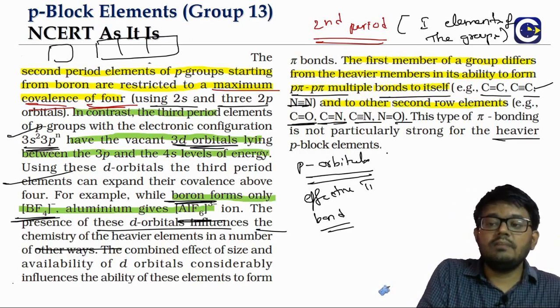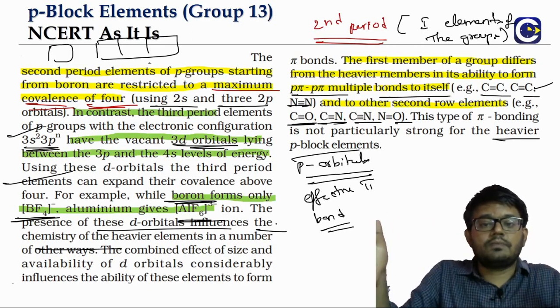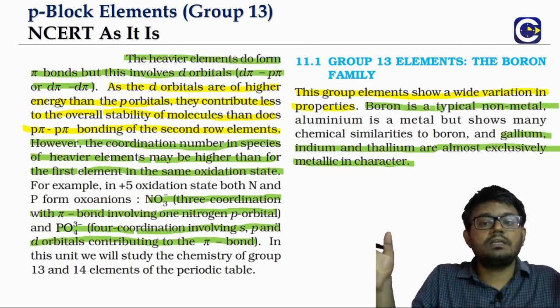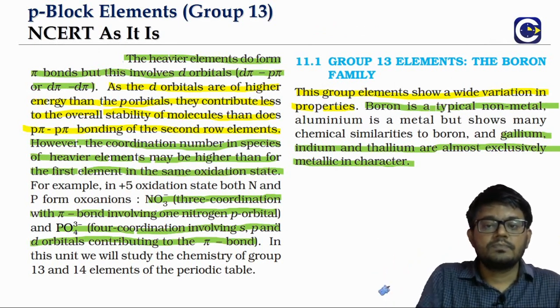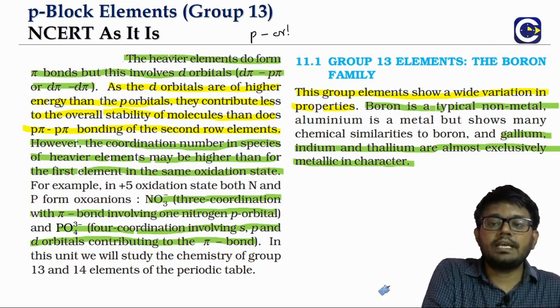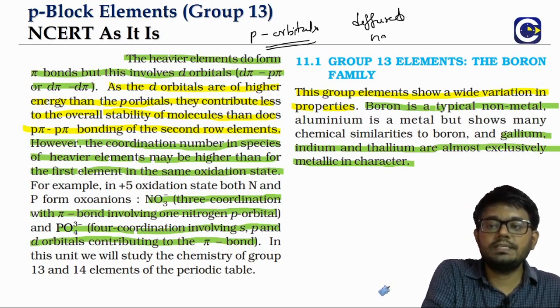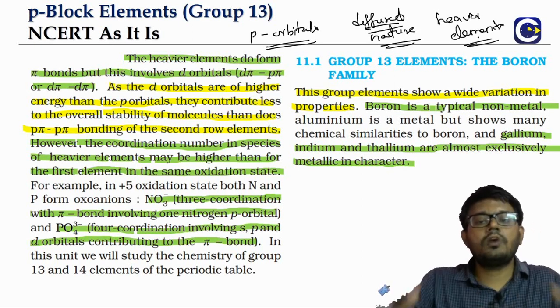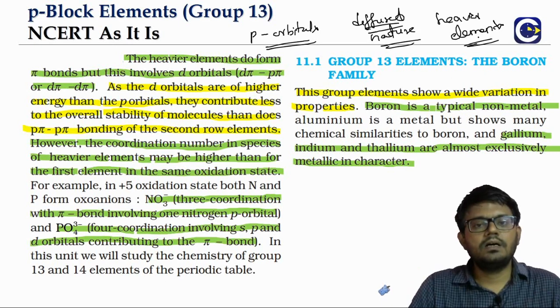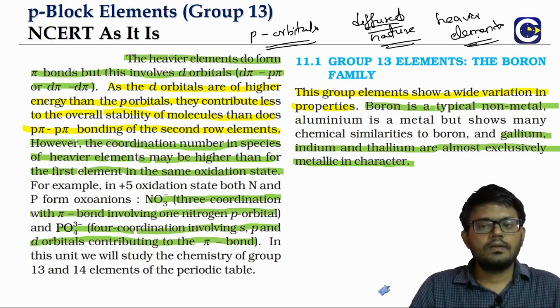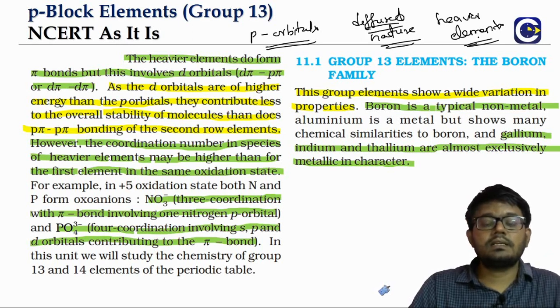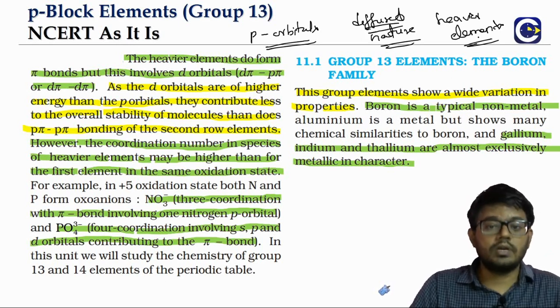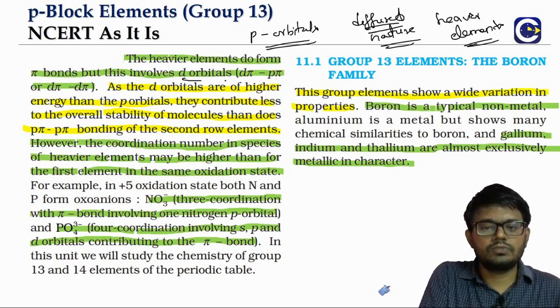Whereas if you go to the heavier elements, the p orbitals are moving away from the nucleus. They are getting diffused in terms of shape. So due to the diffused nature of these p orbitals for the heavier elements, they will not be able to form an effective pπ-pπ bonding. But sometimes we will see that these heavier elements also form pi bonding, but that will involve the d orbitals. So we will talk about the examples of that.